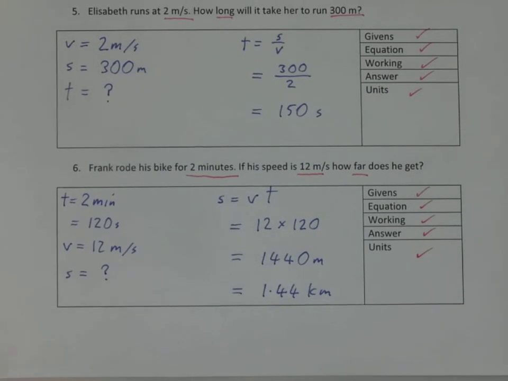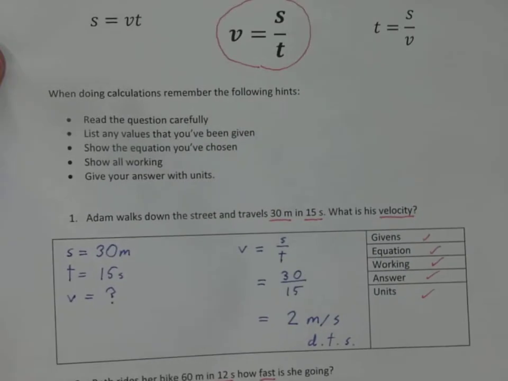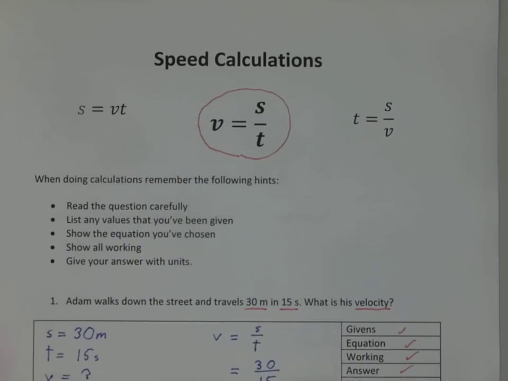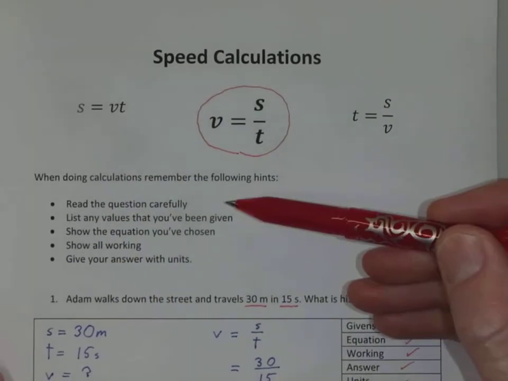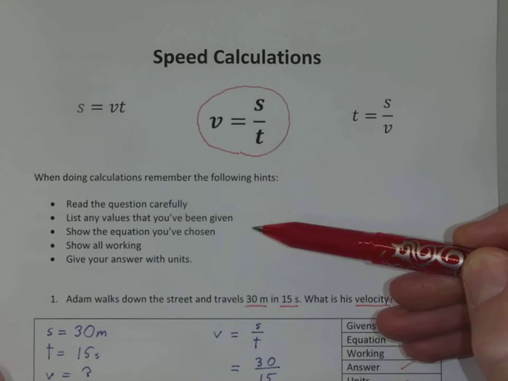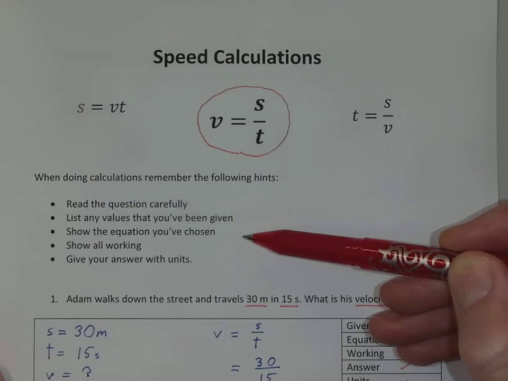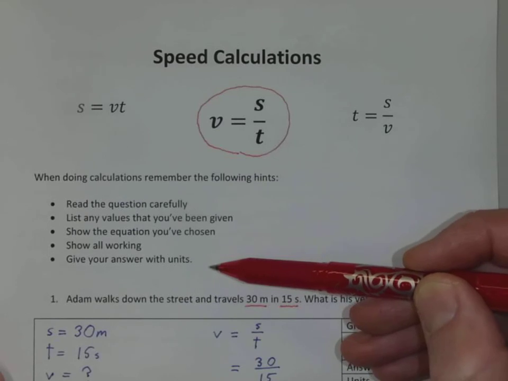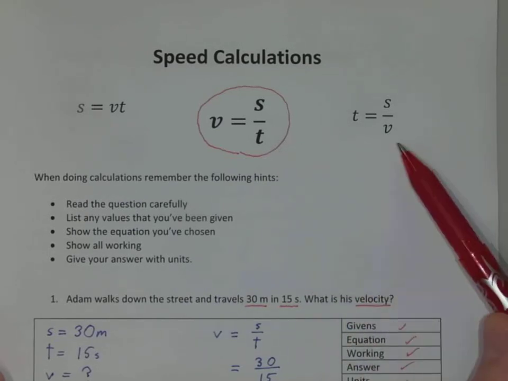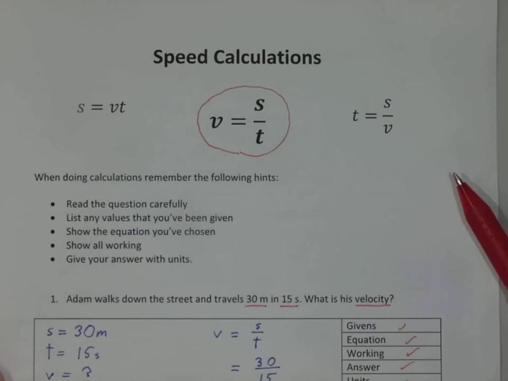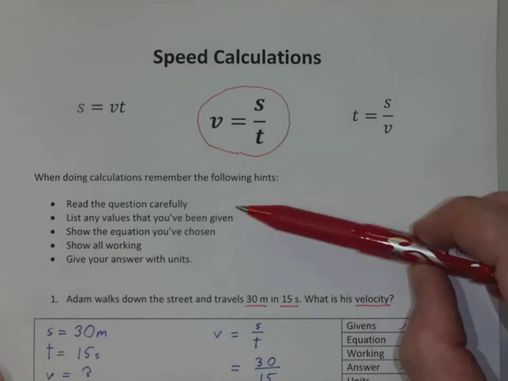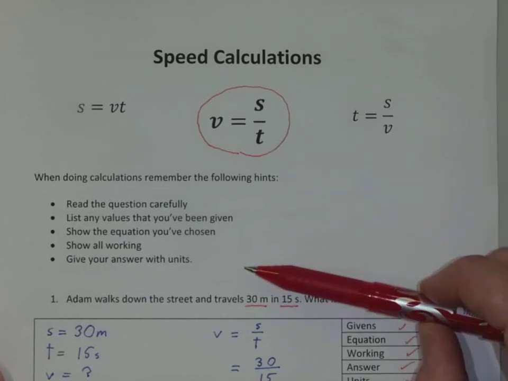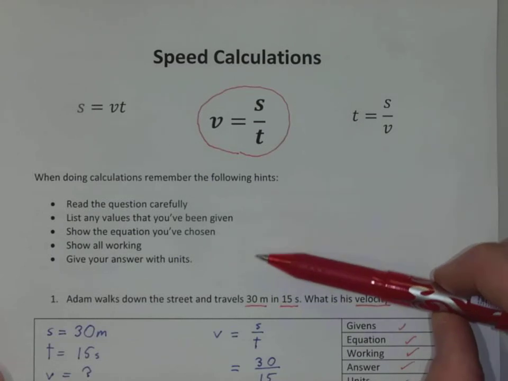That's the end of this video. In this video, we were trying to look at good habits for speed calculations. And those good habits are: read the question carefully, list any values you've been given, show the equation you've chosen, show all your working, give your answer with units. This video has not covered how to choose the right equation or how to manipulate equations. And this video has not covered how to choose good units. This video is just focused on good habits for the calculations. Those other skills will come with time and practice, and hopefully some more videos.